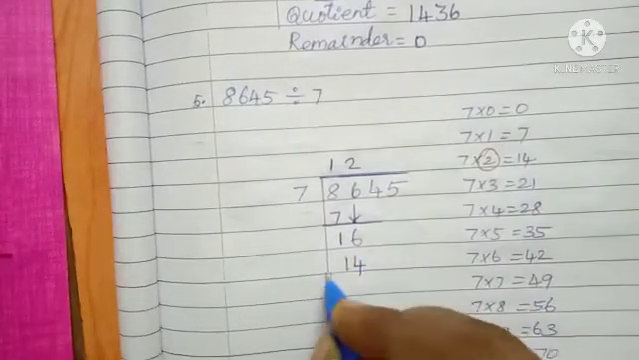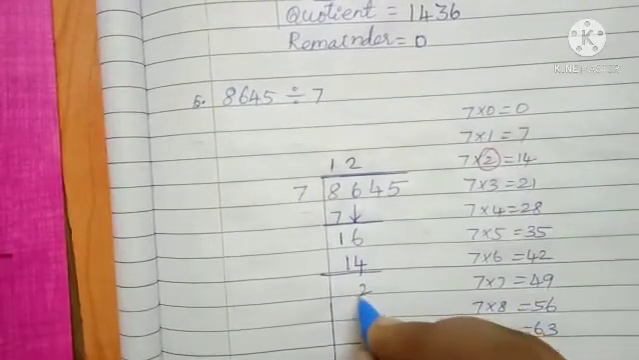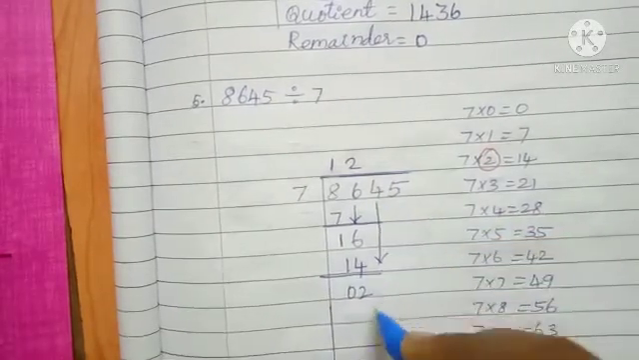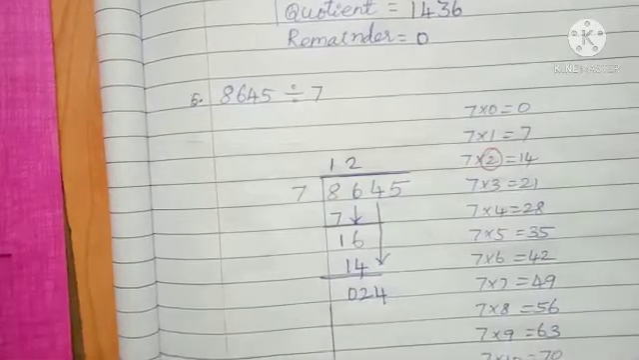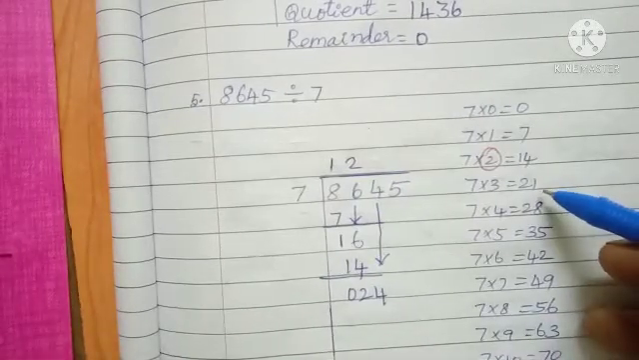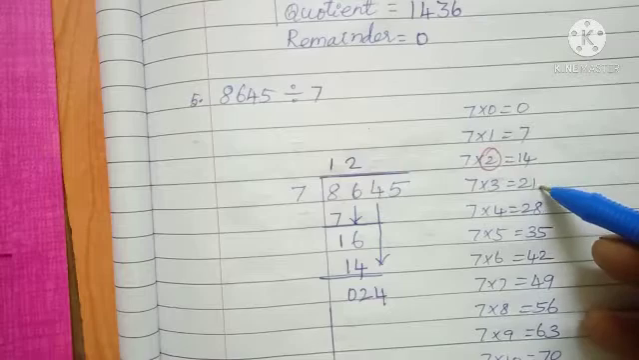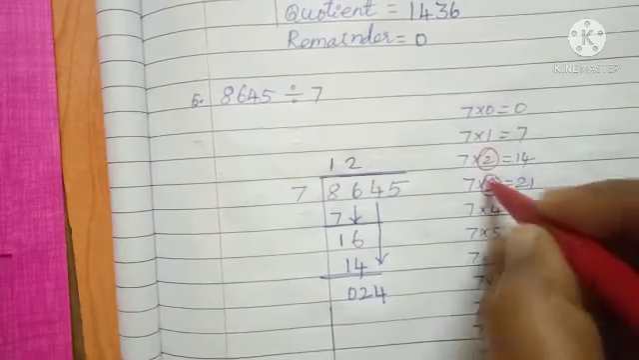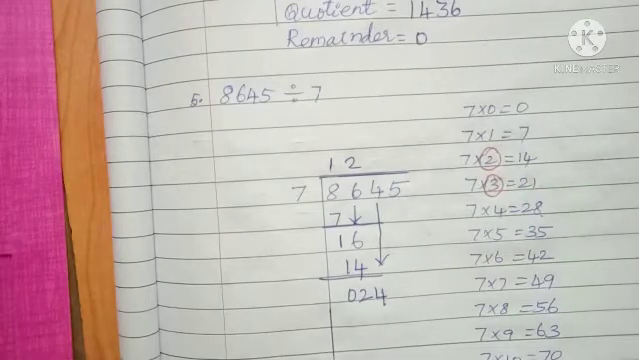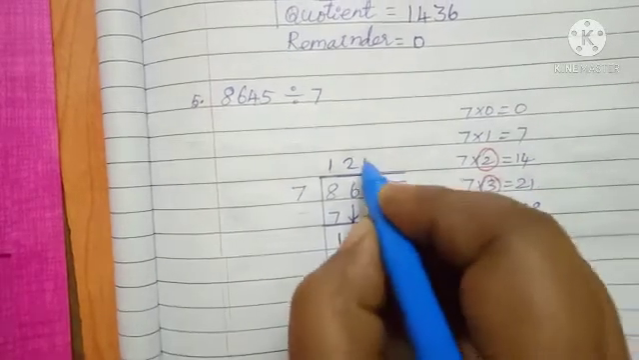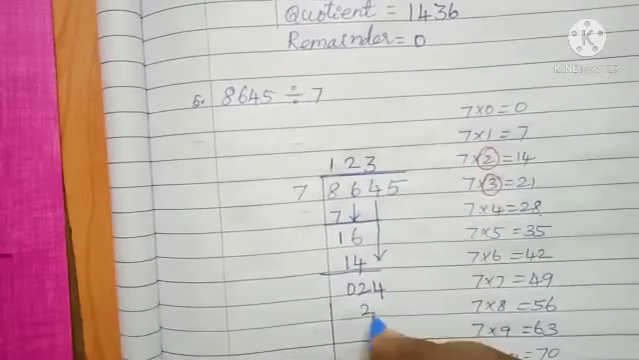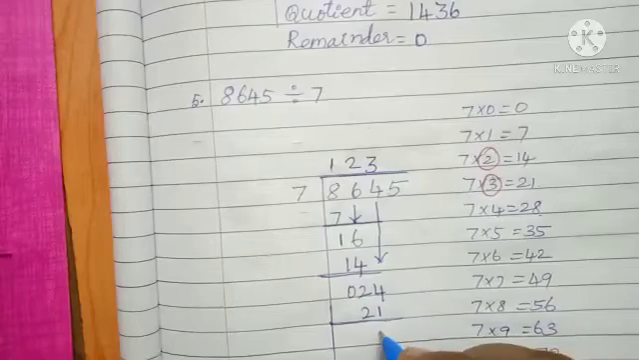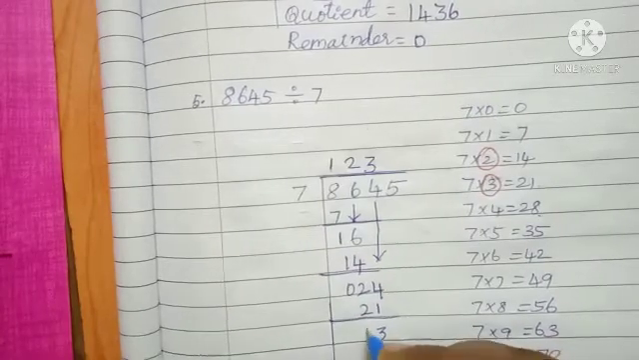14. 6 subtract 4, 2. 1 subtract 1, 0. Then the next number 4, so 24. 24 is not coming. In between the number, 24 is between 21 and 28. So you write the before number 21, 3 times. How many times? 3 times. 21. Do the subtraction again. 4 subtract 1, 3. 2 subtract 2, 0.